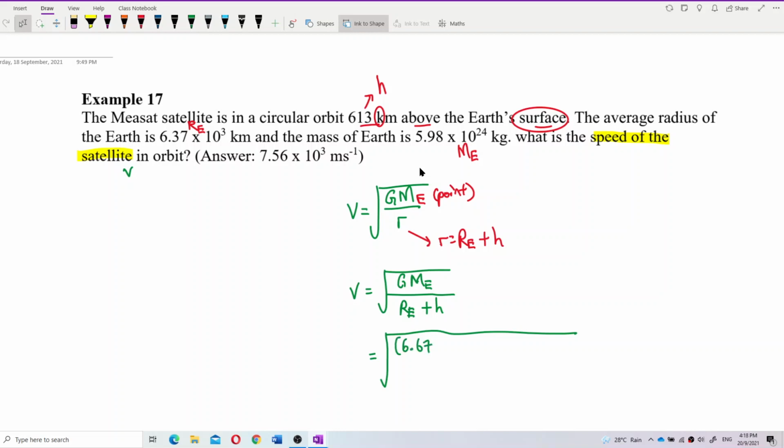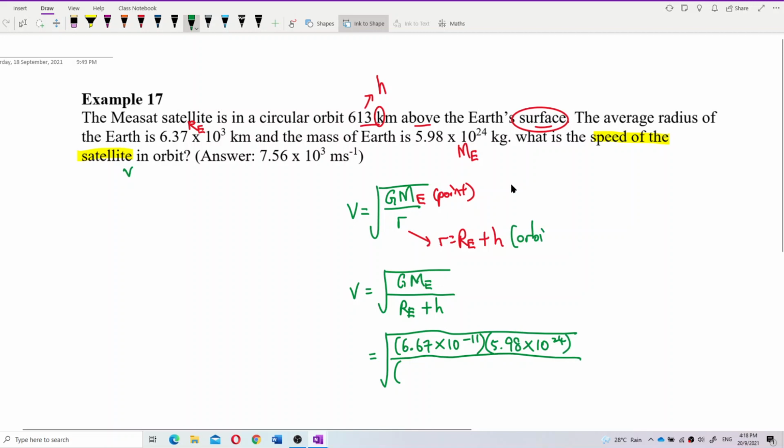G is 6.67 × 10^-11, with the mass of Earth 5.98 × 10^24. And then the radius of Earth. Remember, don't just put the h. This is the radius of orbit, not the radius of Earth. The satellite is in the orbit, not on the Earth's surface. The orbit is far up in the sky, so have a plus h there.